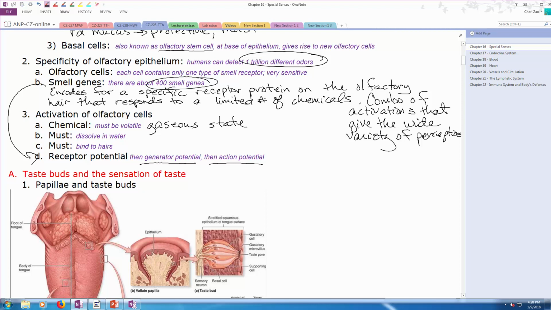It must dissolve in water because the foundation of mucus is water, in order to get to the olfactory hairs, to get to the receptors. It must bind to the hairs because that's where the receptors are located. And once you get enough binding to the receptors, you will get that generator potential, which will always give you then an action potential. So that's the olfactory epithelium.